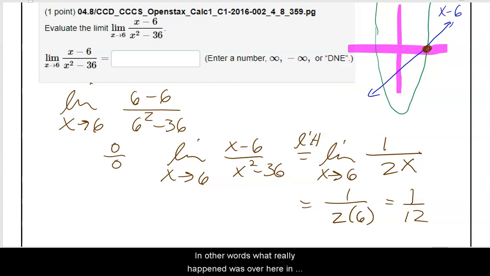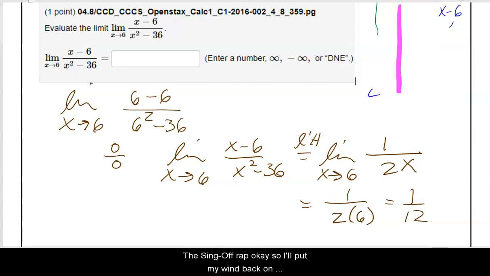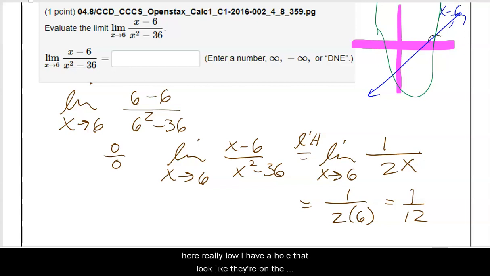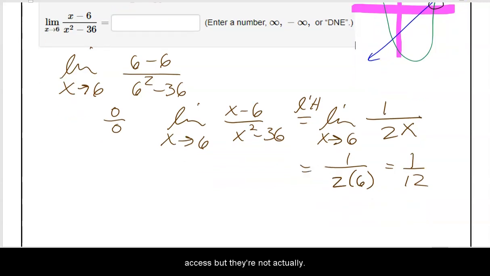In other words, what really happened over here in the graph is that it's not actually solid, it's a hole, because I have a factor that's common between the numerator and the denominator. So, oops, I took the whole thing off. Rats. Okay, so I'll have to put my line back on, something like that. So apparently what's actually happening is over here, really low, I have a hole. It looked like they were on the axis, but they're not actually.